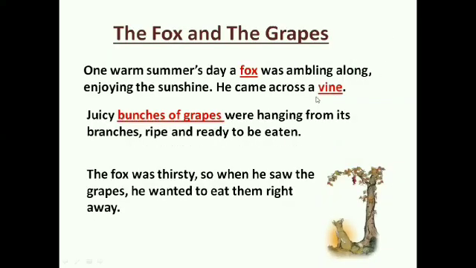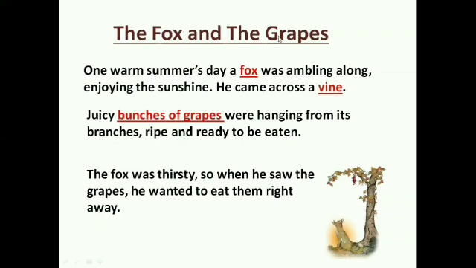Now that you read the story, or the fable, once, step 2, choose your animal and your fruit. I will choose the wolf, so it's going to be Mr. Wolf instead of Mr. Fox, and the apple.